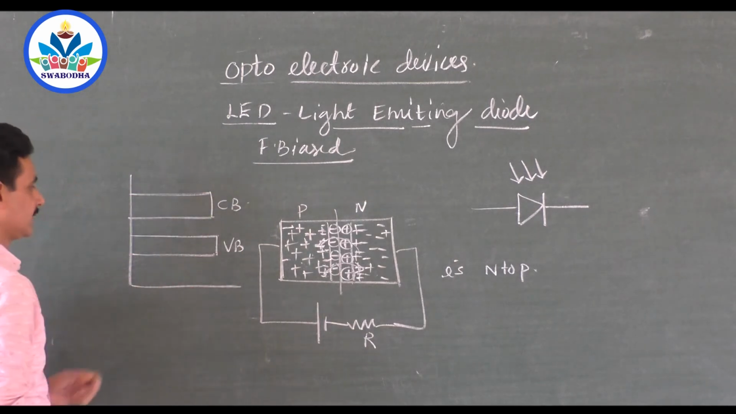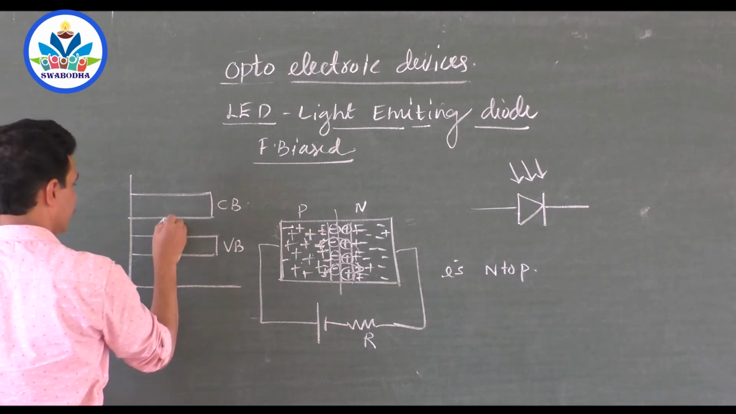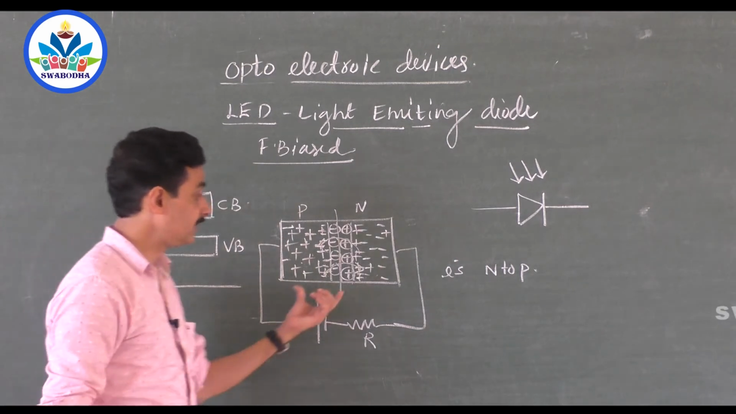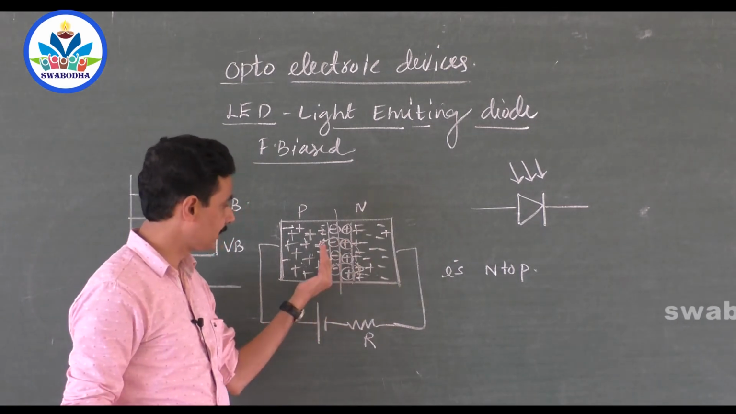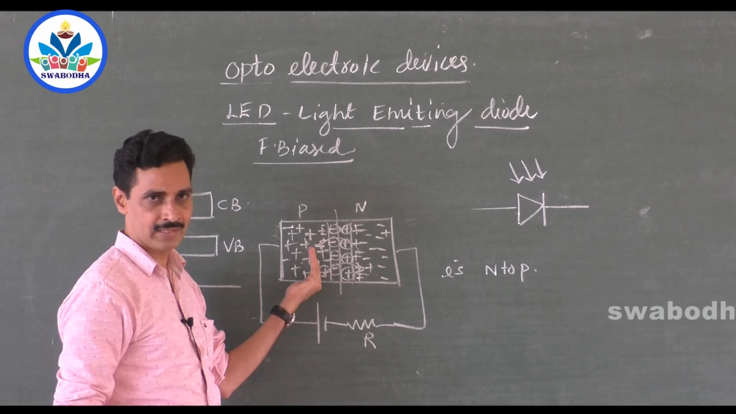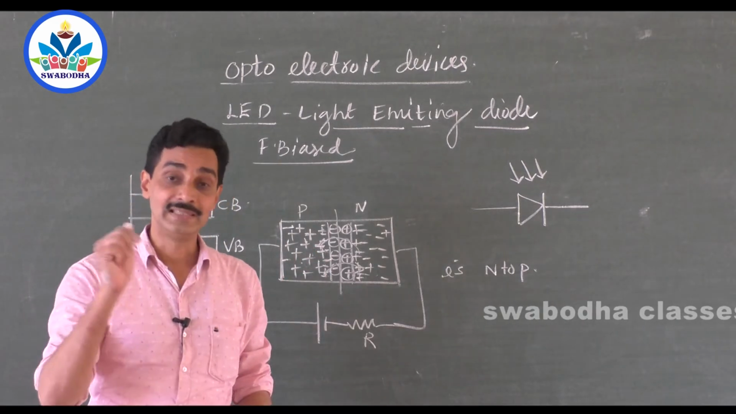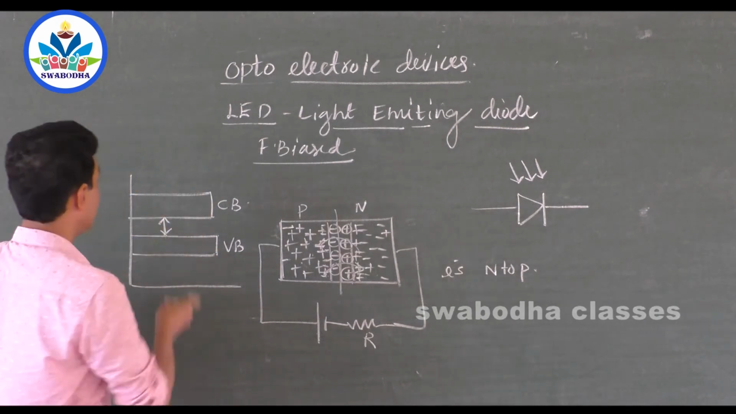Valence band and conduction band. This is the energy gap. Correct? Now, in an ordinary diode, when it is forward biased, when these electrons come to the p region, they are minority carriers, and they combine with the majority carriers and lose energy. That energy is in the form of that energy gap.